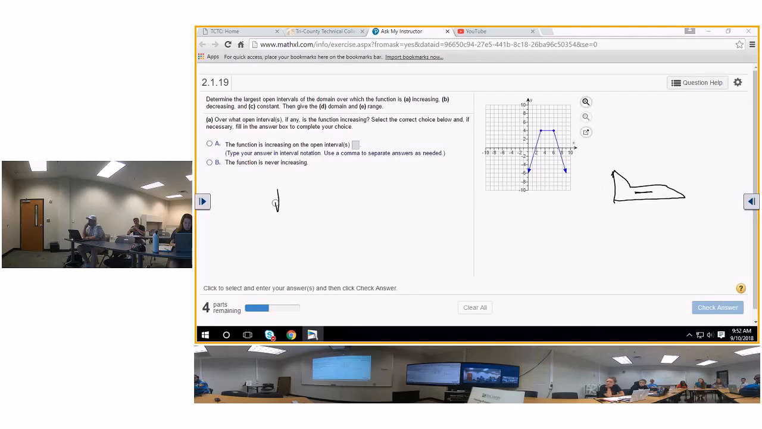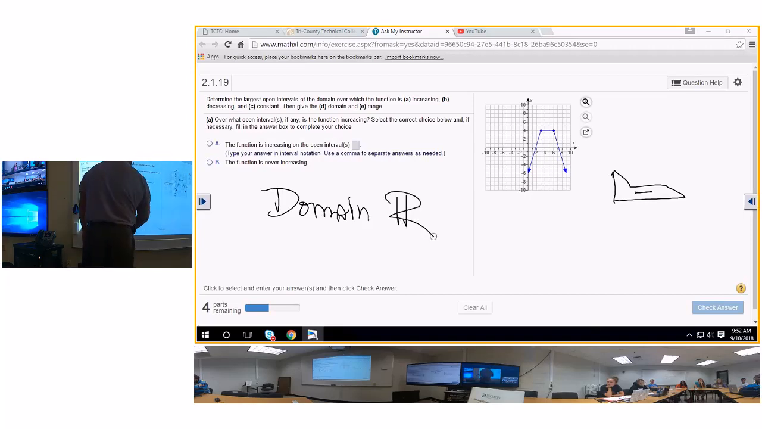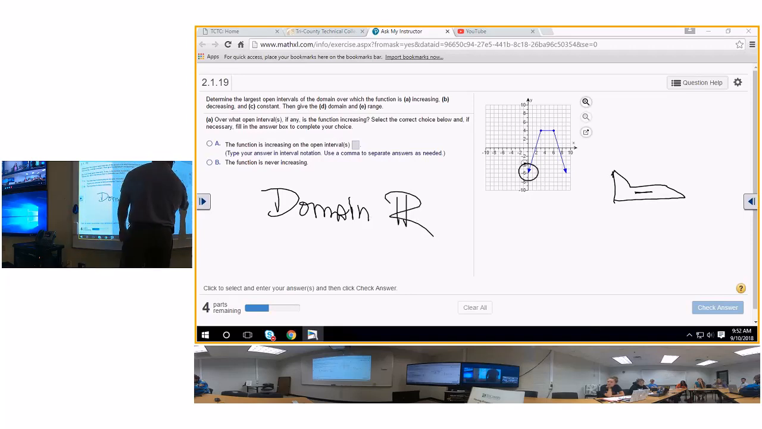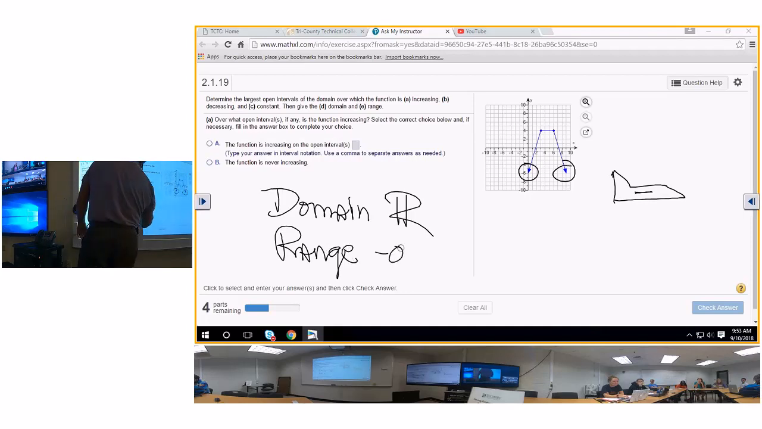Four. Thank you. Domain is all reals because it has 2 arrowheads, and it's not a radical or rational function, and you know that because of your family of graphs. Okay, range is from negative infinity to 4.